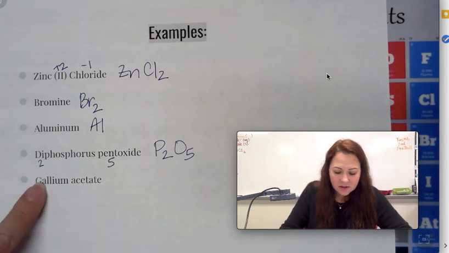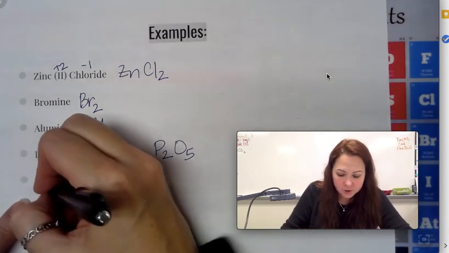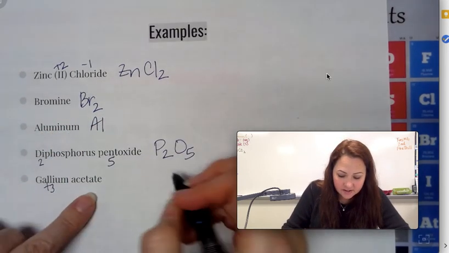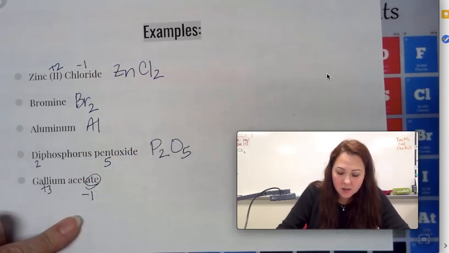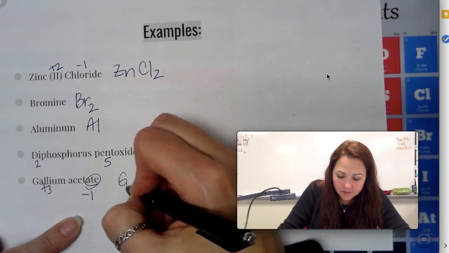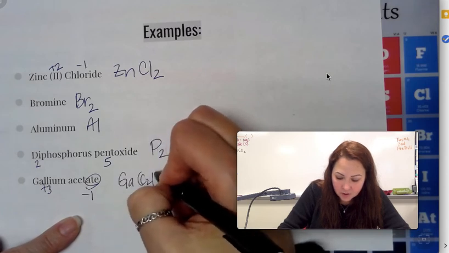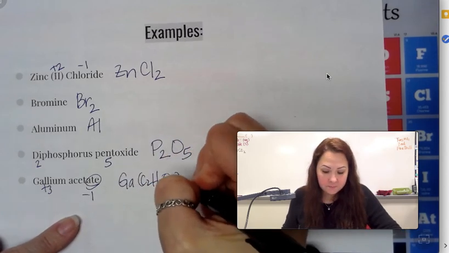Gallium acetate. Gallium has a +3 charge. Acetate, ATE, means it's a polyatomic ion. That one has a -1 charge. So we have Ga, and then C2H3O2 with a 3 after it.